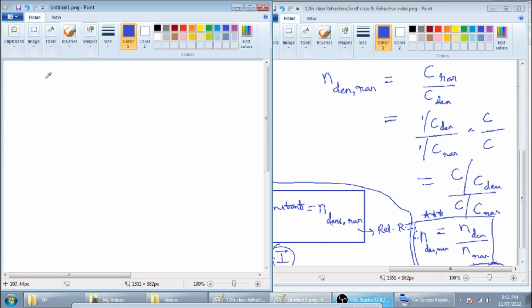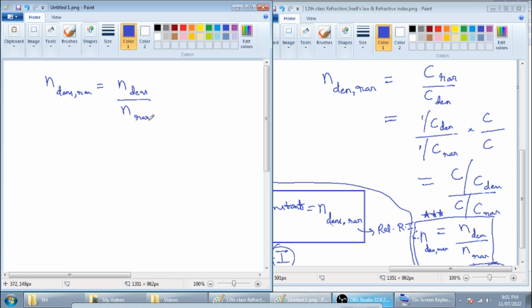So the refractive index of denser with respect to rarer, in terms of absolute refractive index, is the refractive index of denser, a very simple equation, divided by the refractive index of rarer. That is the absolute refractive index of denser, when the second medium is not considered here. Not written means it is with respect to vacuum. So that's nothing but the absolute refractive index of the denser medium. This also, the second medium is not mentioned.